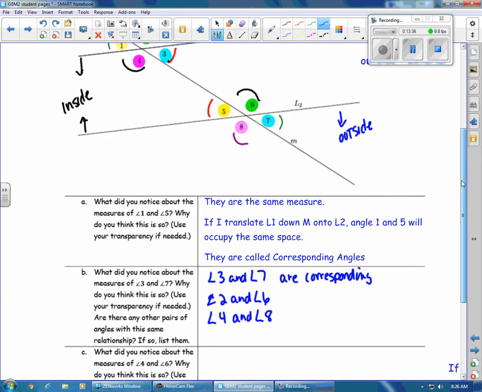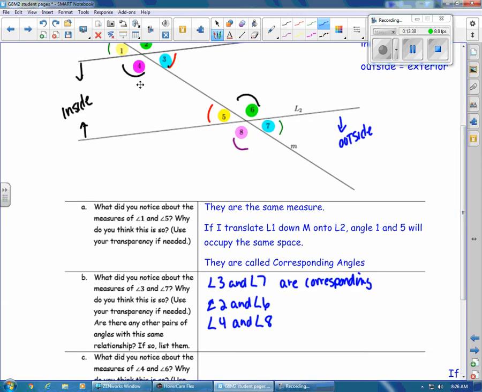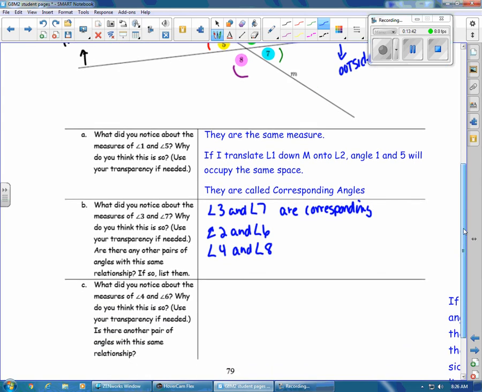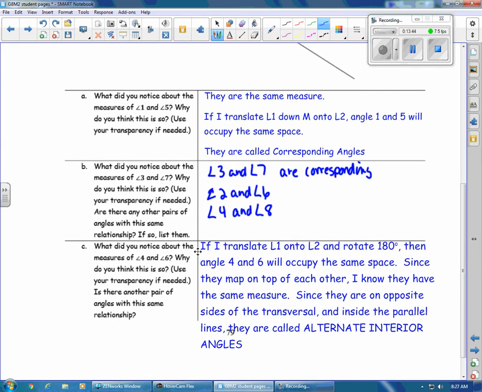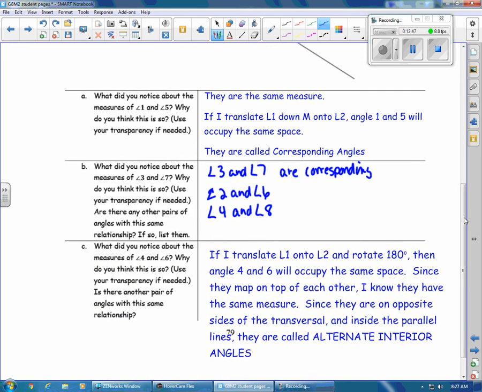Okay, 4 and 6, again, opposite sides of the transversal, inside the parallel lines. So if I translate line 1 onto line 2 and rotate 180 degrees, then 4 and 6 are going to occupy the same space. Since they map on top of each other, I know they have the same measure. Since they are on opposite sides of the transversal and inside the parallel lines, they are called alternate interior angles. And alternate interior angles are always congruent.